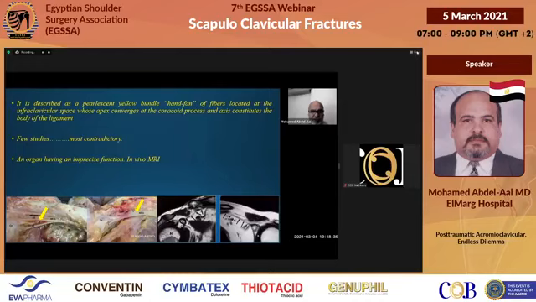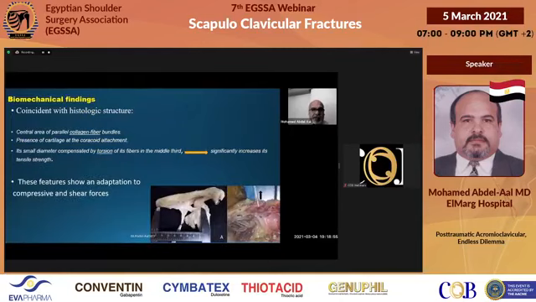A lot of studies were concerned with this ligament, but few of them are mostly contradictory. And many articles stated that this ligament has an imprecise function, exactly like the appendix.